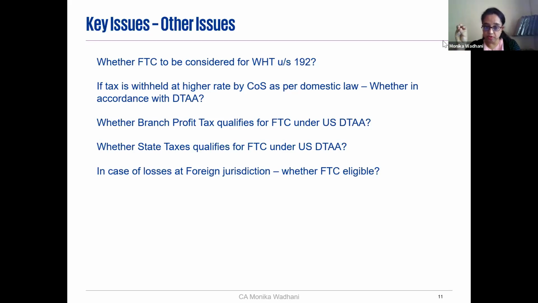Now say there are losses in a foreign jurisdiction and withholding taxes are levied there on a gross basis. Can you claim foreign tax credit on those if there are losses in the foreign jurisdiction? The answer depends on whether losses qualify under the definition of income. There has to be doubly taxed income. And the answer is yes, losses qualify for the definition of income. Therefore, even though there are losses in a foreign jurisdiction, if that is again subjected to tax in India, and if it is doubly taxed income, then FTC should be eligible on the same.